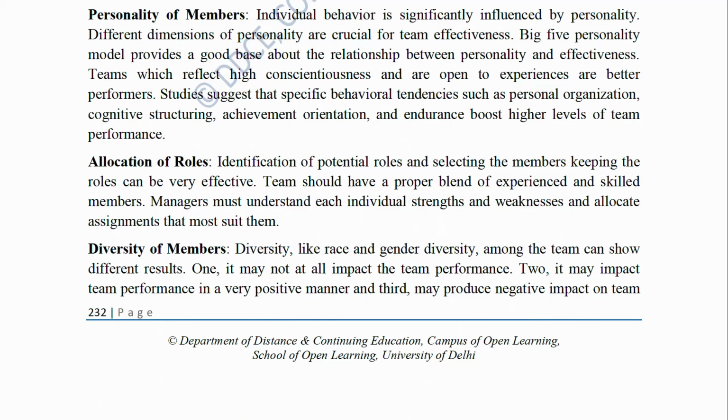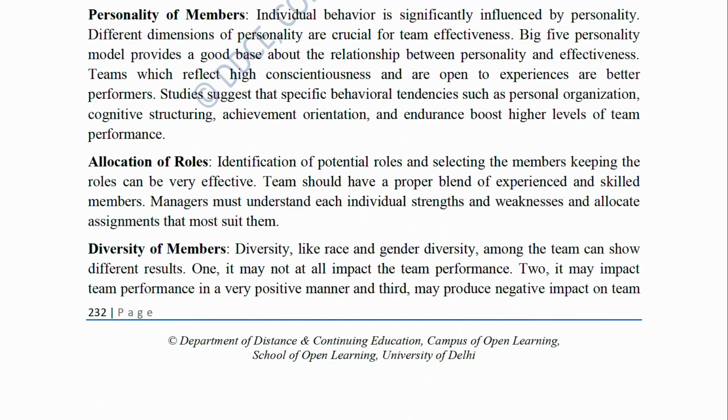Allocation of roles. Identification of potential roles and selecting the members keeping the roles in mind can be very effective. Teams should have a proper blend of experienced and skilled members. Managers must understand each individual's strengths and weaknesses and allocate assignments that most suit them.